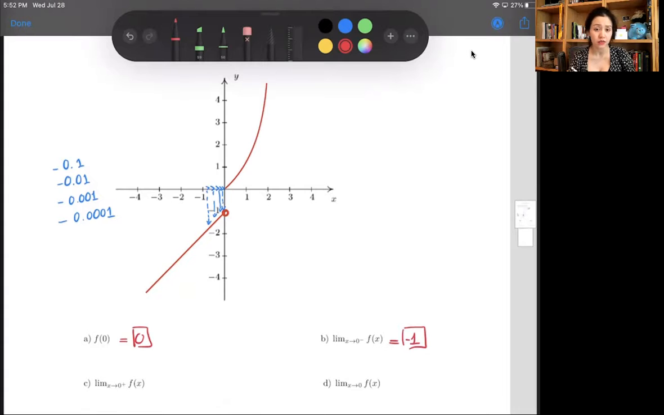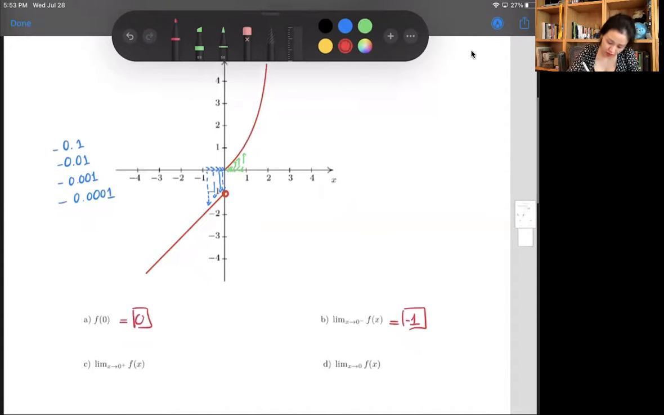Now part C is to find the limit as x approaches 0 from the right of the function. Let me do it in green here. I approach 0 from the right, so I get closer and closer to 0. What do I see? I see my function get closer and closer to 0. So the limit as x approaches 0 from the right is equal to 0.